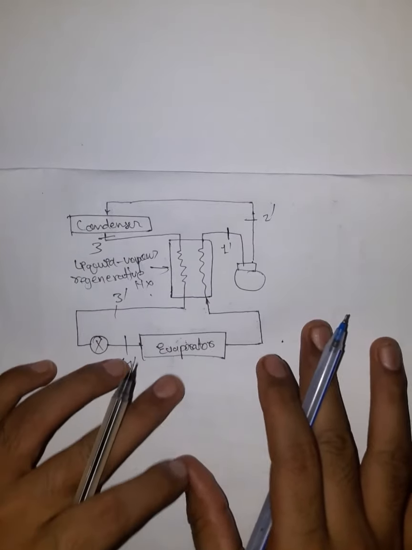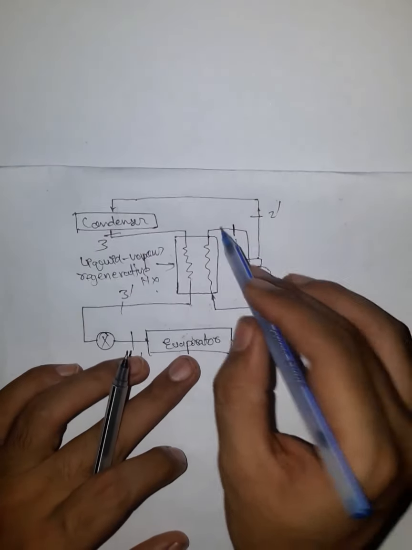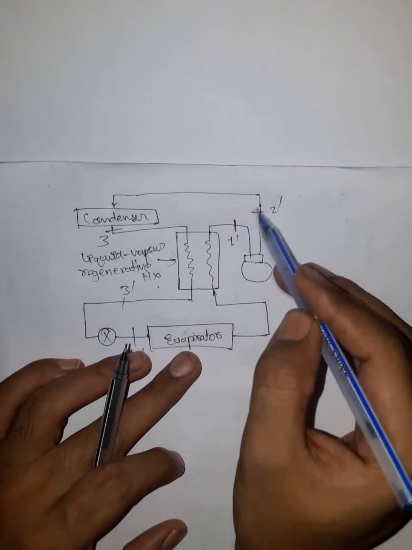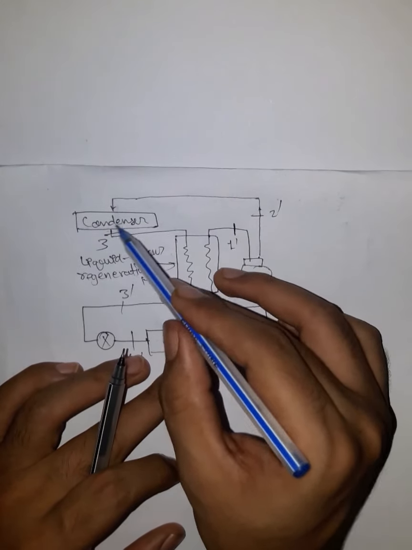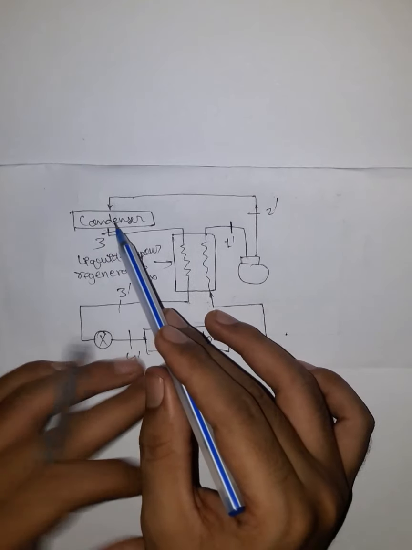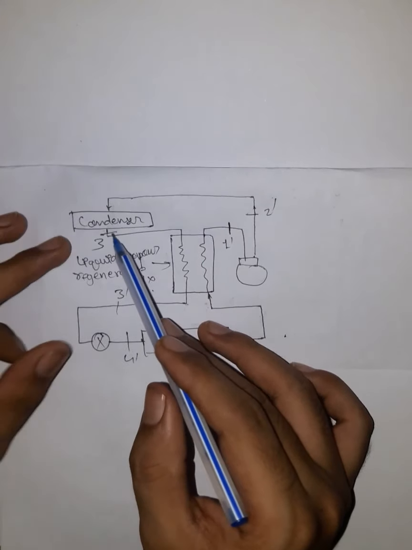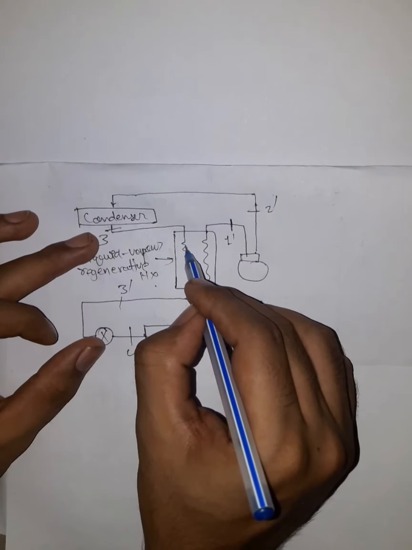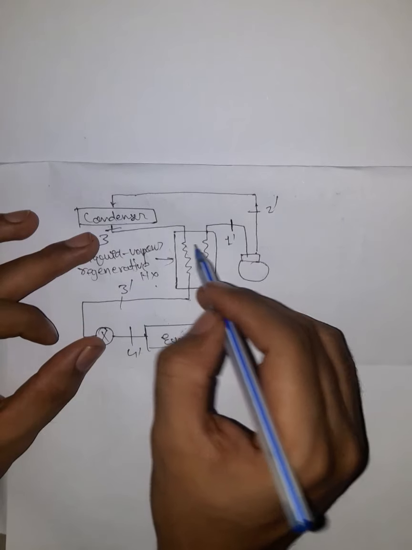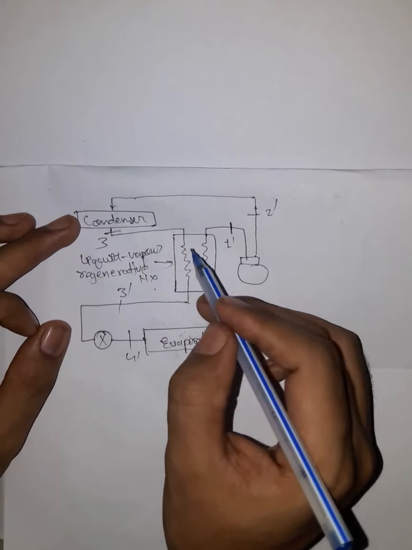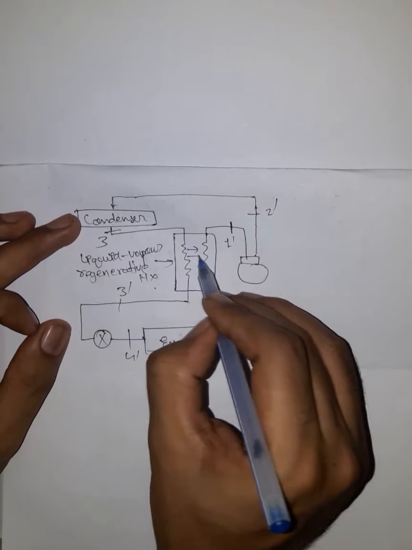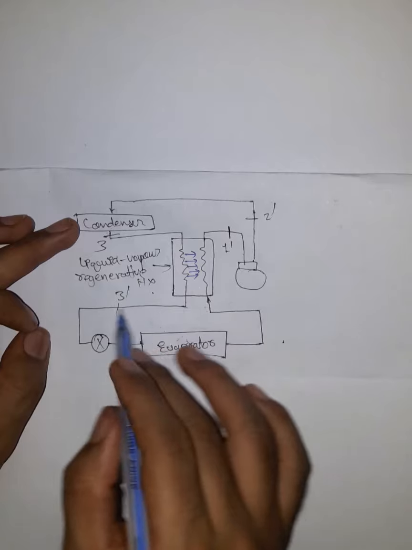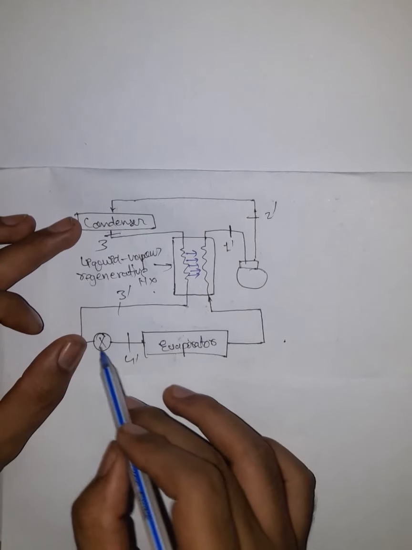Now what is happening over here? We are seeing that after compression the refrigerant is in the superheated state. It goes to the condenser, rejects the heat, and after that we need to provide the subcooling. That means we further decrease its temperature, so it goes to this heat exchanger, and in this heat exchanger it releases the heat, because it is being subcooled. After that it goes to this throttling expansion valve, and throttling is done.